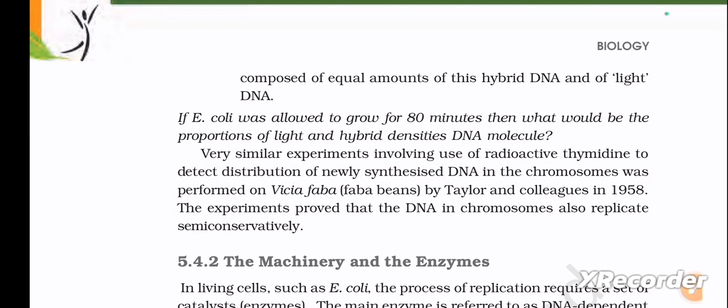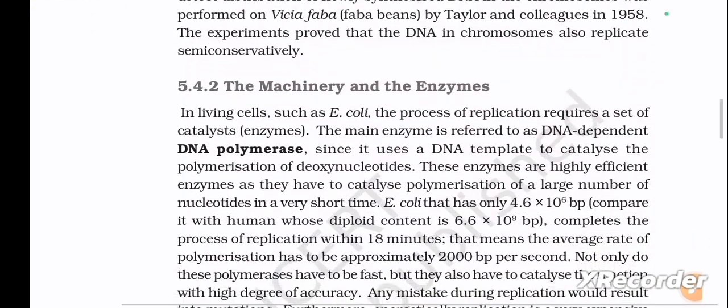Very similar experiments involving use of radioactive thymidine to detect distribution of newly synthesized DNA in the chromosomes were performed on Vicia faba, that is faba beans, by Taylor and colleagues in 1958. The experiments proved that the DNA in chromosomes also replicates semi-conservatively. Next is 5.4.2, the machinery and the enzymes.